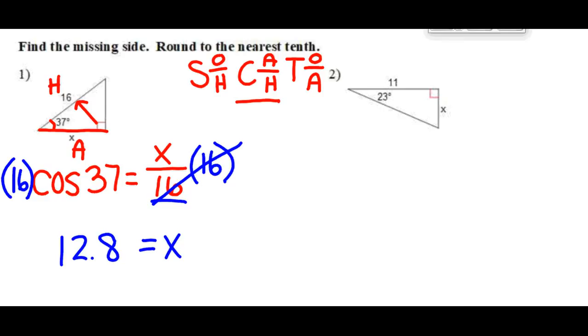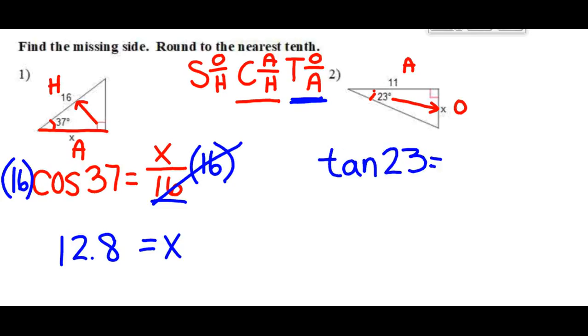Let's take a look at one last example. Again, we're going to take a look at our reference angle, and that is 23 degrees, and we're going to label our right triangle based on that reference angle. I notice that opposite of my reference angle is x, my unknown, and 11 represents the side that's adjacent to the reference angle. Here, I'm noticing I'm going to use the tan ratio. Tangent equals opposite over adjacent. So I will write this as tan of 23 is equal to O over A, x over 11.